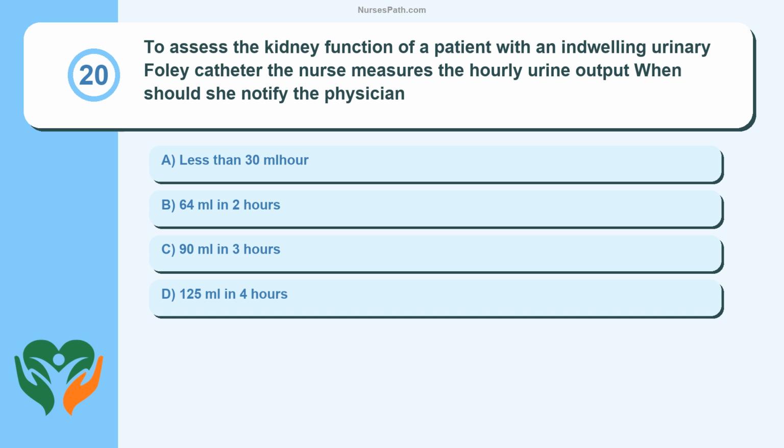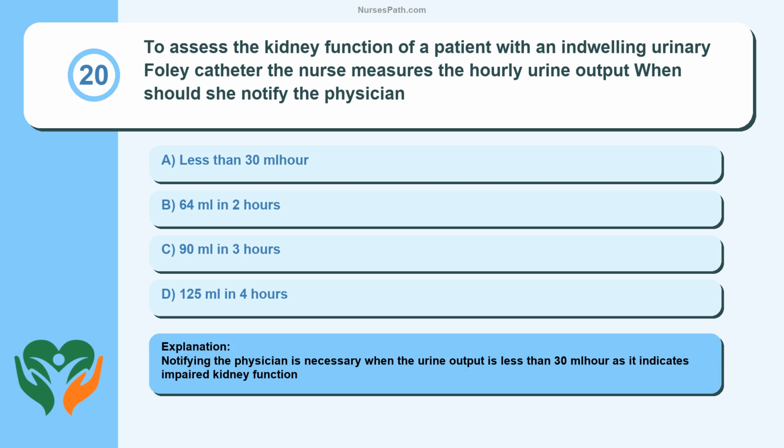Question 20. To assess the kidney function of a patient with an indwelling urinary Foley catheter, the nurse measures the hourly urine output. When should she notify the physician? Less than 30 ml. 64 ml in 2 hours. 90 ml in 3 hours. 125 ml in 4 hours. Notifying the physician is necessary when the urine output is less than 30 ml, as it indicates impaired kidney function.